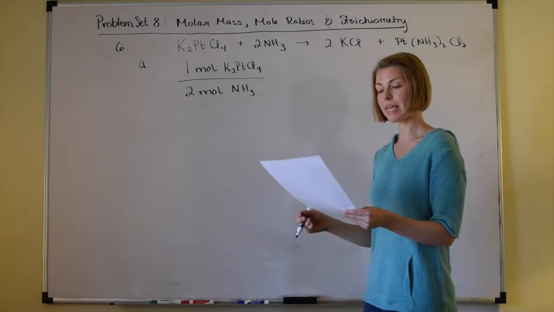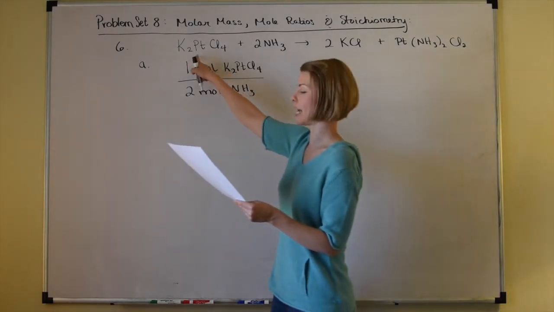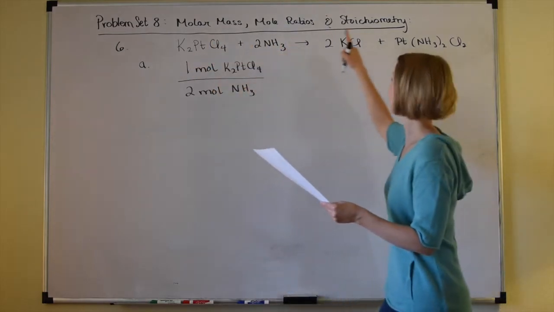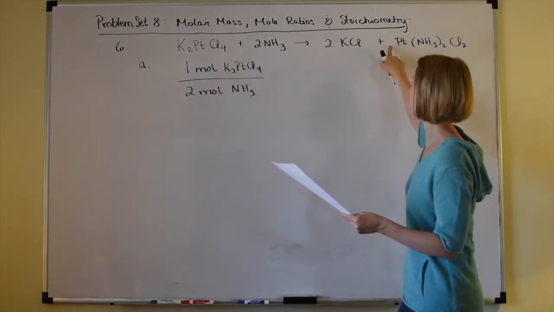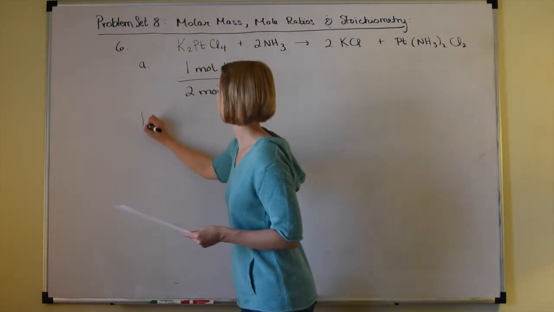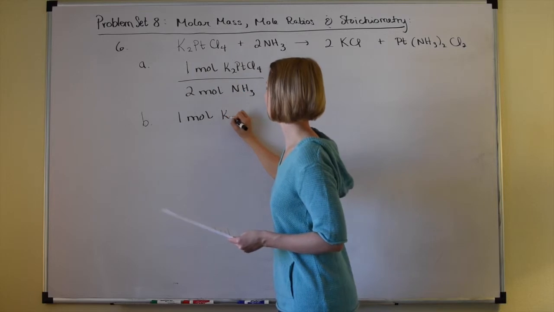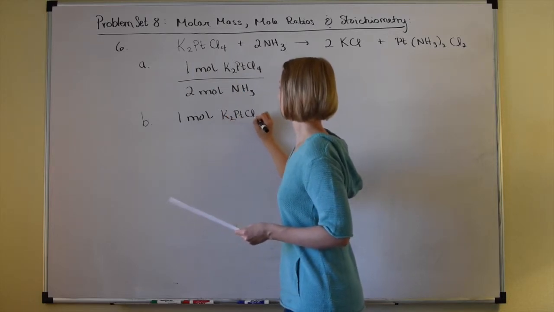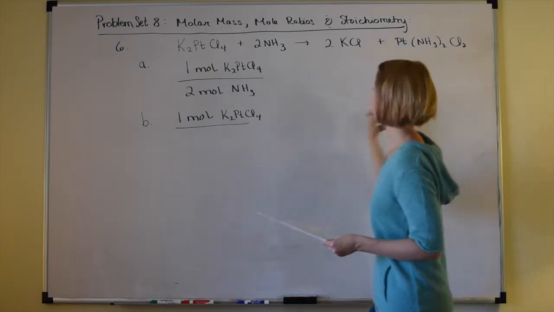All right, B, what is the mole ratio between potassium tetrachloroplatinate and cisplatin? Okay, that would be this product right here. So we can see that it's a 1-to-1 relationship for B. For every 1 mole of that reactant, we get 1 mole of the cisplatin.